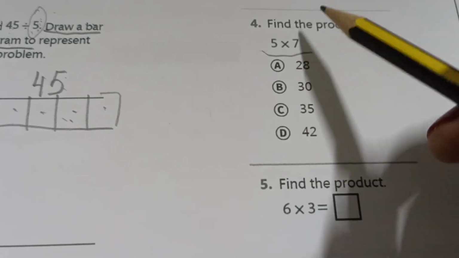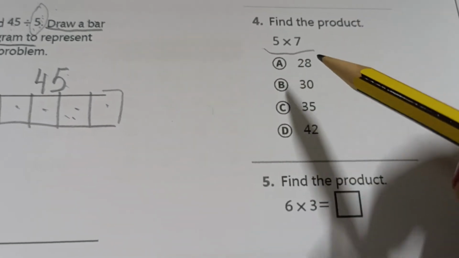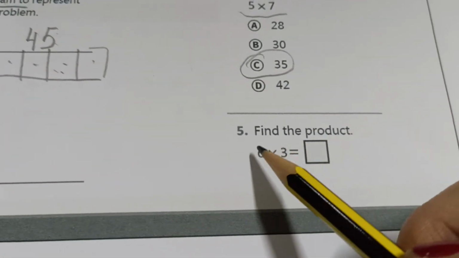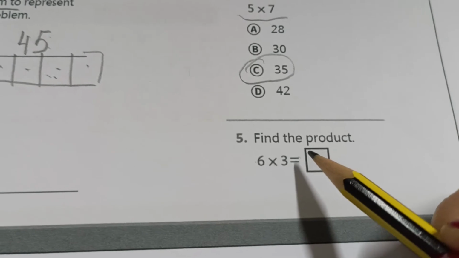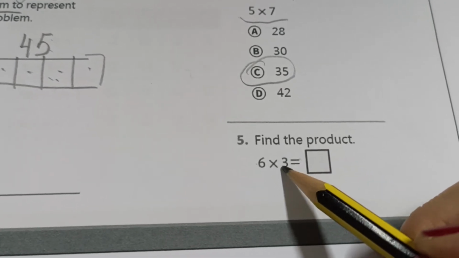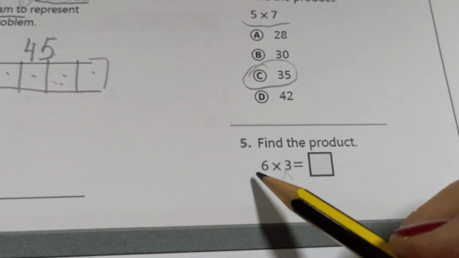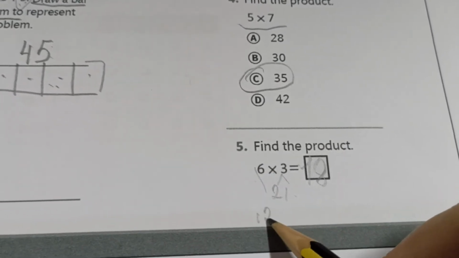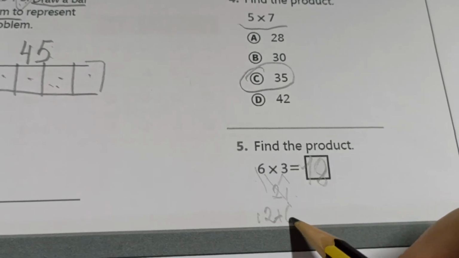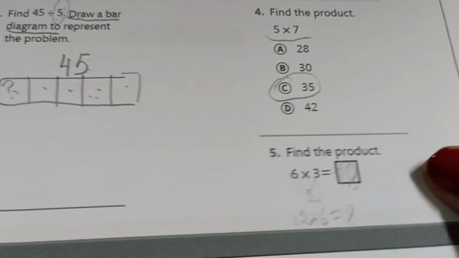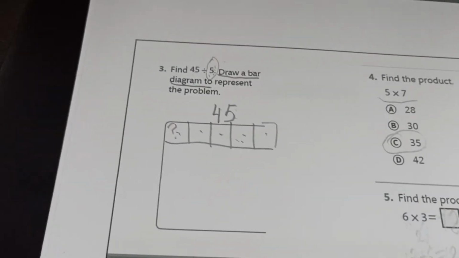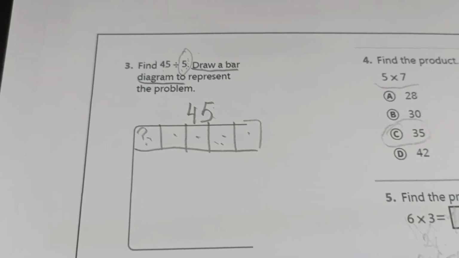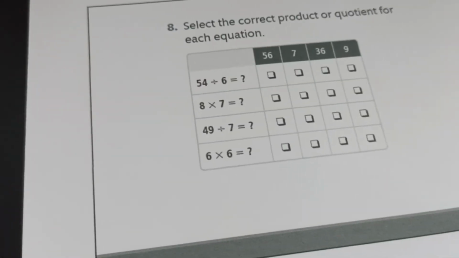5 times 7, you know how to count by 5, so 35. Find the product. 6 times 3, again, either you know the multiplication table or you break apart into 2 and 1 in your head, and the product is going to be 12, because 6 times 2 is 12, 6 times 1 is 6, so 18. Remember this, don't forget these strategies that we were learning, because these strategies can help you to solve the problem without the multiplication table, okay?